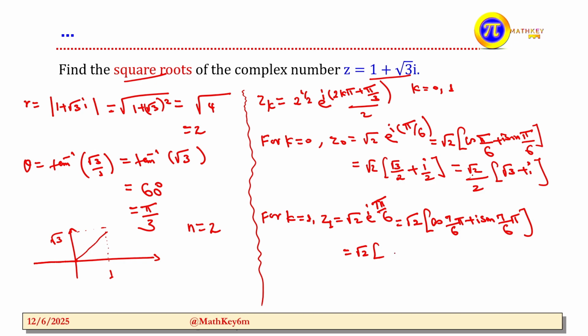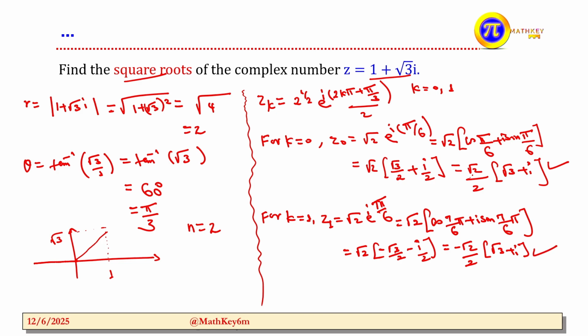Cos of 7 pi over 6 is negative root 3 over 2. Similarly, sine is negative half. For the result, if we take negative half as common, it equals negative root 2 over 2 into root 3 plus i. Therefore, the roots are the square root of this and this one. These are the square root of our complex number.